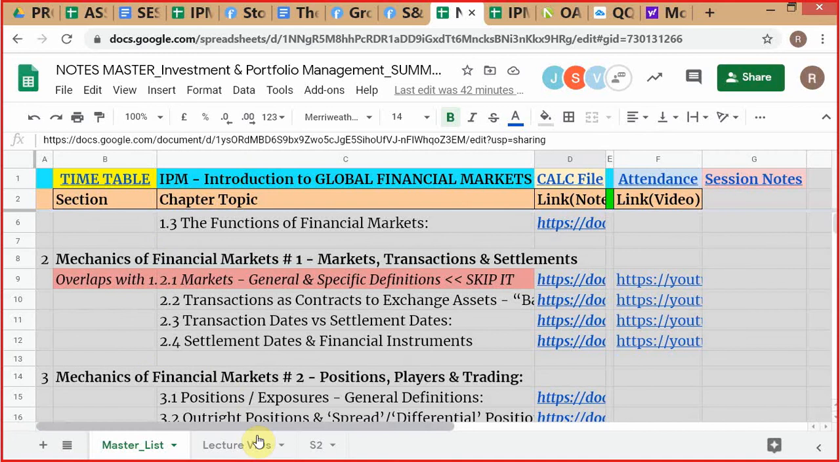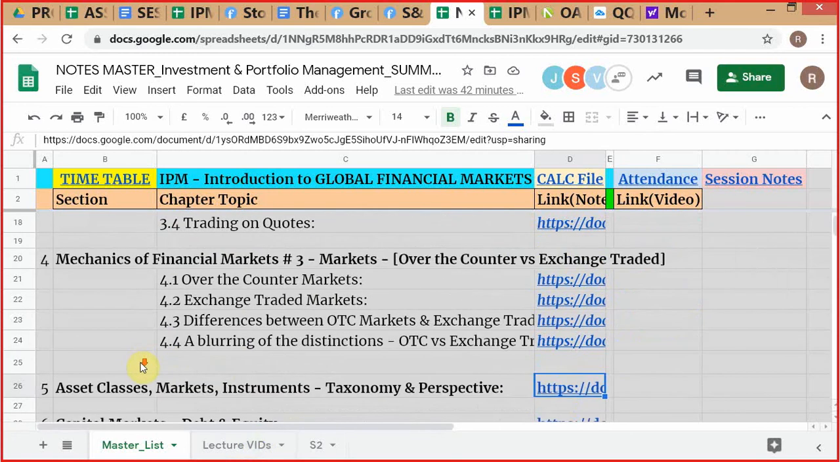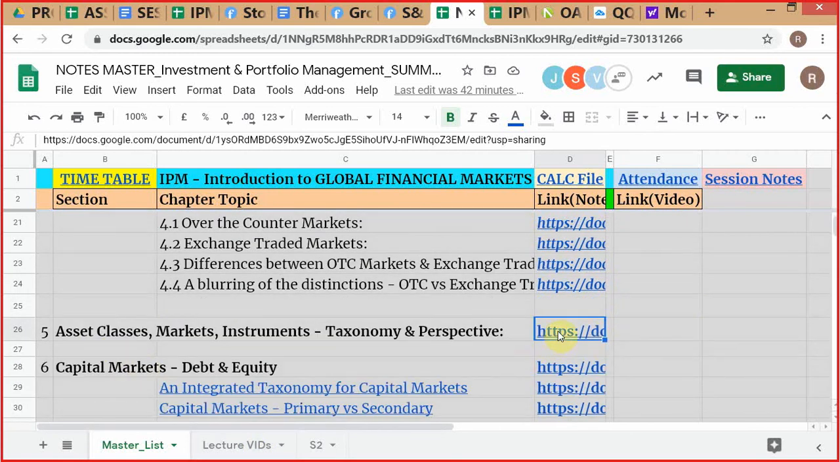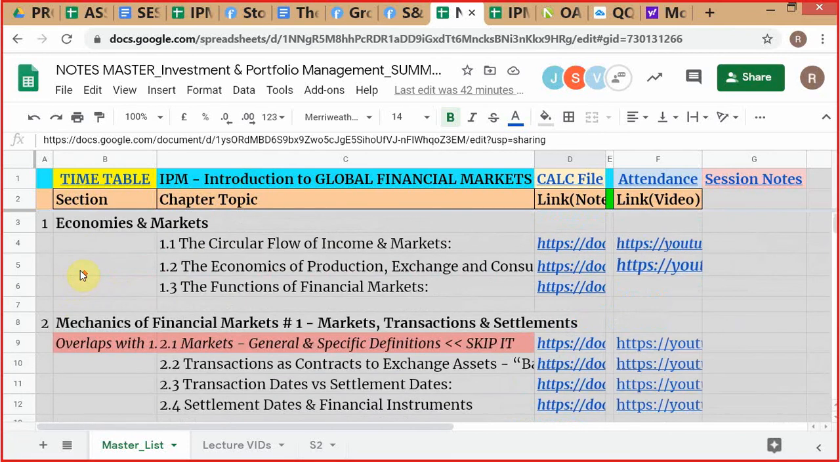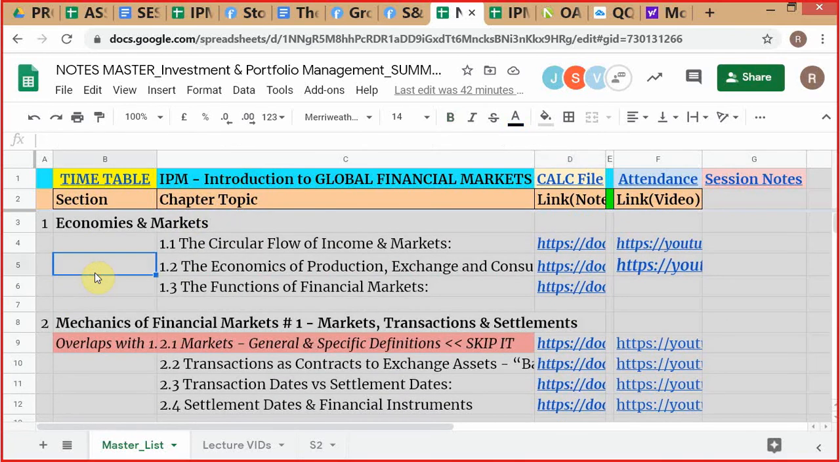But if you go through all these topics in the right sequence, then it comes to the asset classes. But you may have to read this earlier a little bit because of the way that we are doing the project related information.